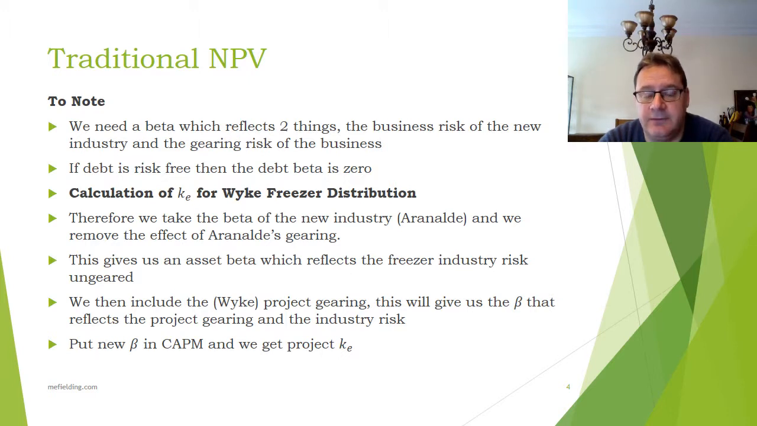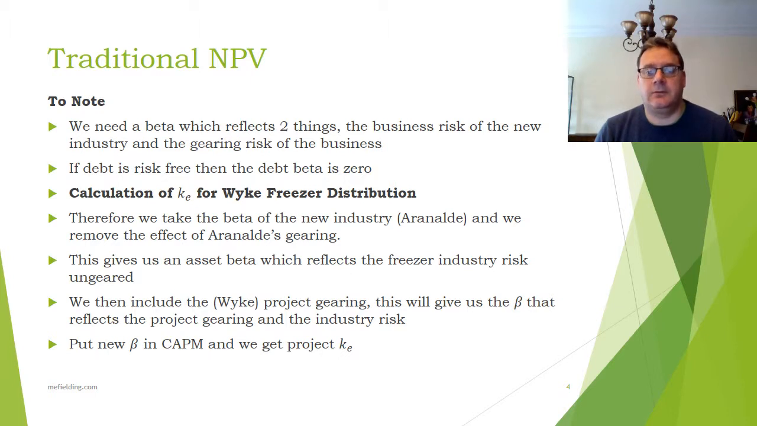So the equity beta will reflect two things. This is the equity beta for WIC distributing freezers in the south of Europe. So that beta needs to reflect two things. One is the business risk of distributing freezers in the south of Europe, and the second thing it needs to reflect is the gearing ratio of the project. So, I hope you understand that we can't take WIC's equity beta as a starting point, because WIC's equity beta reflects the risk of ice cream manufacture in Scotland. So what we do, therefore, is we take as a starting point Rinaldi's equity beta, because that will reflect the risk of distributing freezers in the south of Europe.